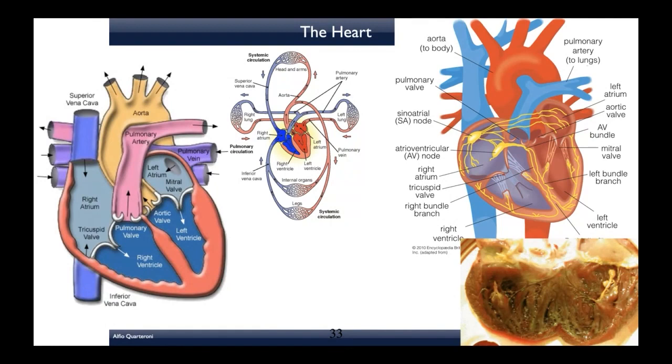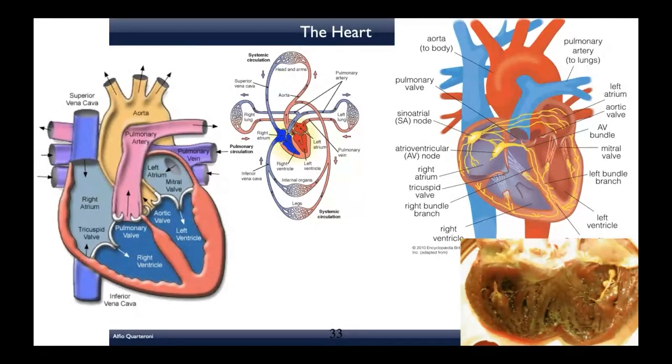It reaches the lungs, where it releases these wastes and gets oxygenated, and then it returns to the heart through four veins, the pulmonary veins. It enters the left part of the heart, the left atrium, and then through the mitral valve into the left ventricle. And then when the left ventricle squeezes, contracts, it leaves the heart through the aortic valve. It enters the aorta, and then it's going to feed all these vessels in our body. But this is the mechanical part.